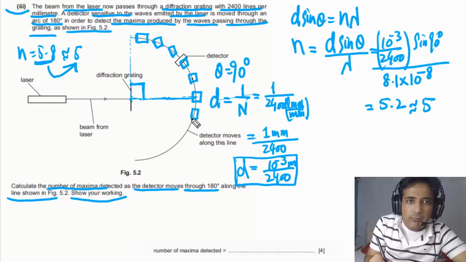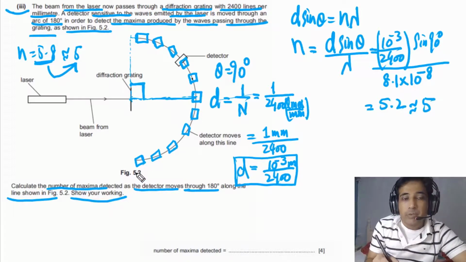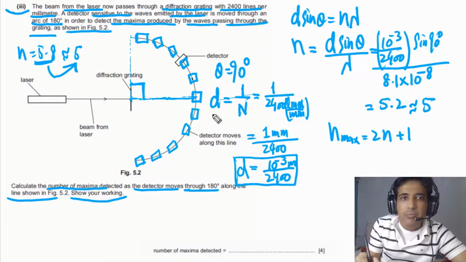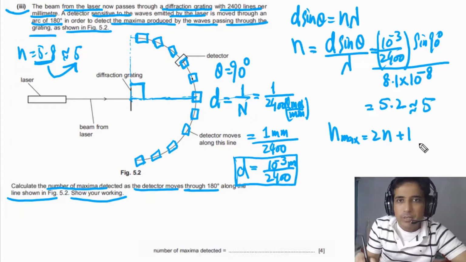Also there will be 5 on the other side as well. So here also we will have 5 bright fringes or maxima. The question is asking us for the total. So we can write down n max will be equal to 2n plus 1. This is the center bright fringe.